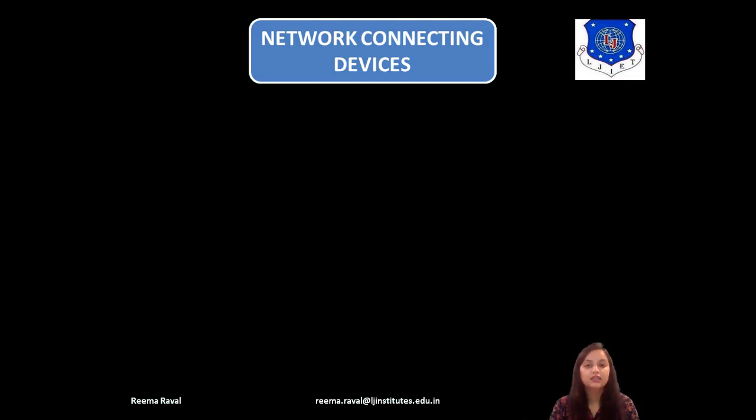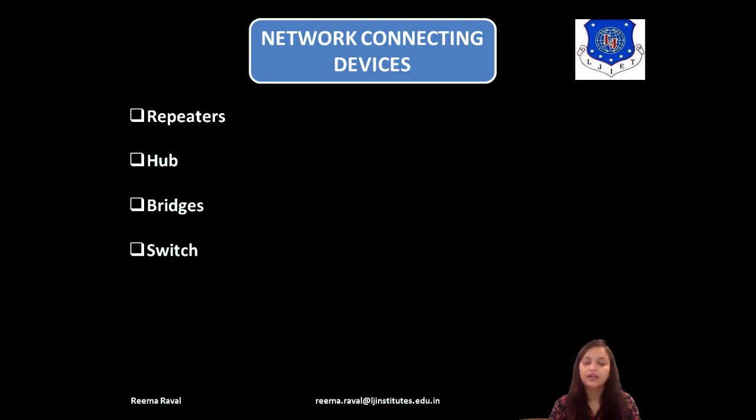First of all, let us see different network connecting devices. First device here we are going to consider are repeaters. Then second one is hub. The third one is bridge. After that, the next device is switch. Then the next is router. And the last one is gateway.